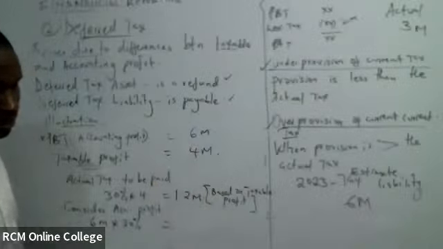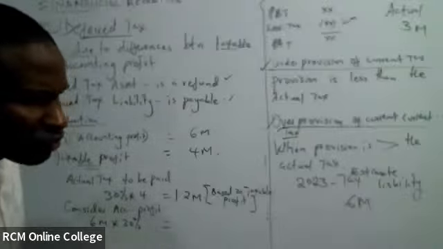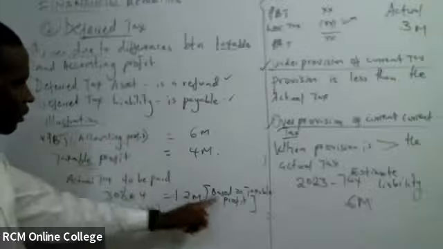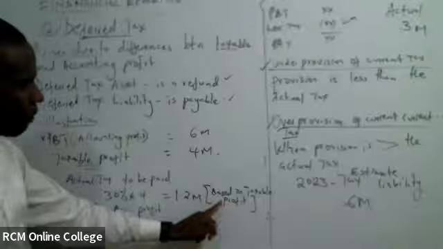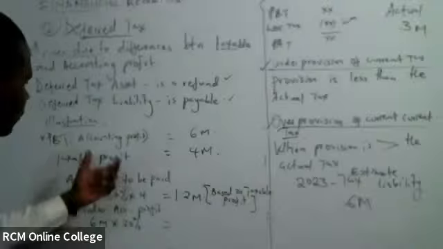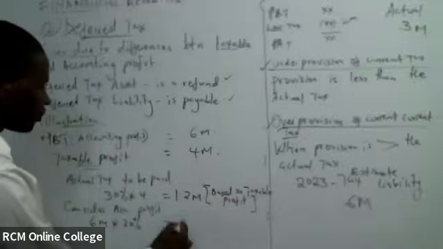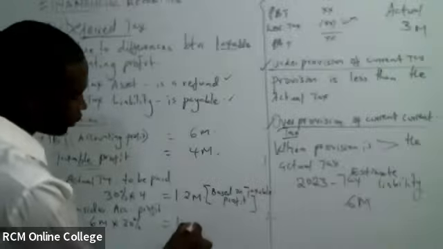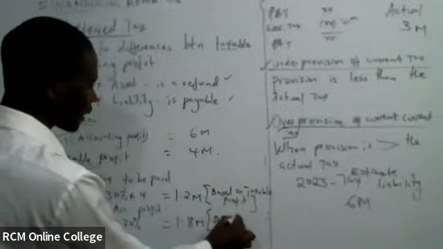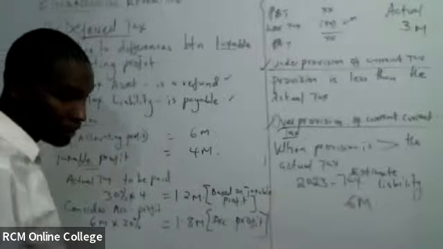So according to accounting profit, how much tax would have been paid? What is that in brackets? So Vincent, bracket. Accounting profit here, and here we have based on the taxable profit. You need to be very keen. So these people are giving me 1.8 million. As far as the accounting profit is concerned, these people would have paid 1.8 million.